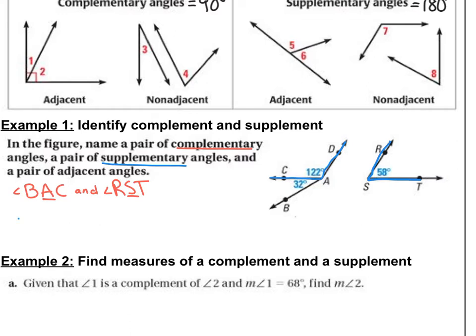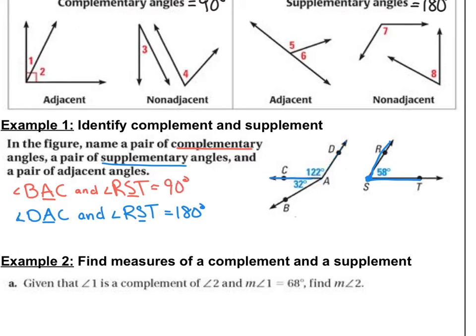So again, angle DAC and angle RST. Alright, so again, really stressing, make sure your vertex is in the middle, remembering that these add to 180 degrees, whereas this group added to 90 degrees.